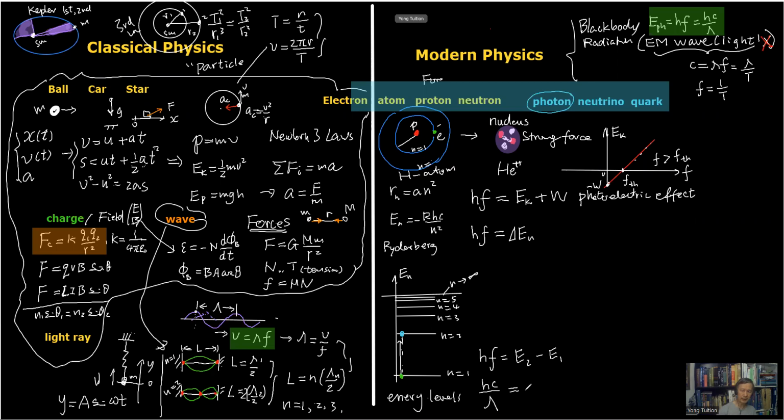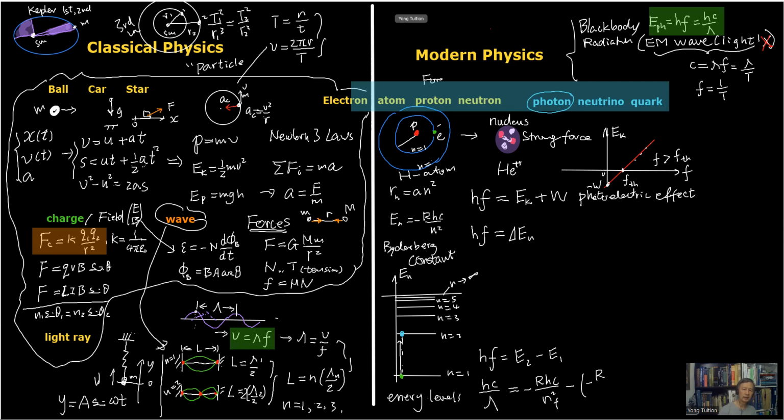So basically, that will become R hc. I use this formula now: the energy level divided by n squared, where n is called the final. Take the energy, which is negative, right? That is R. What's R? R is called the Rydberg constant.